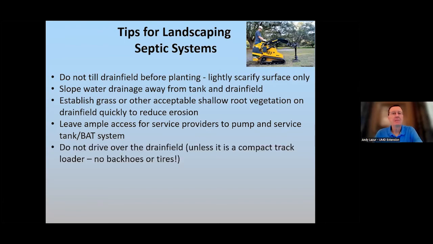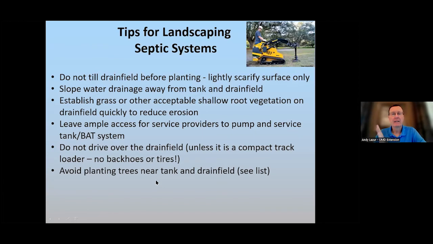And then this is such a key thing: do not drive over the drain field. The picture up here on the upper right shows a small track loader that has a very light footprint compared to, say, a backhoe or any other thing like that. So tracked vehicles are much better for landscaping, because they distribute the weight of that equipment over a wider area, and it doesn't compact the soil, because compacting the soil basically negatively impacts its ability to take wastewater.